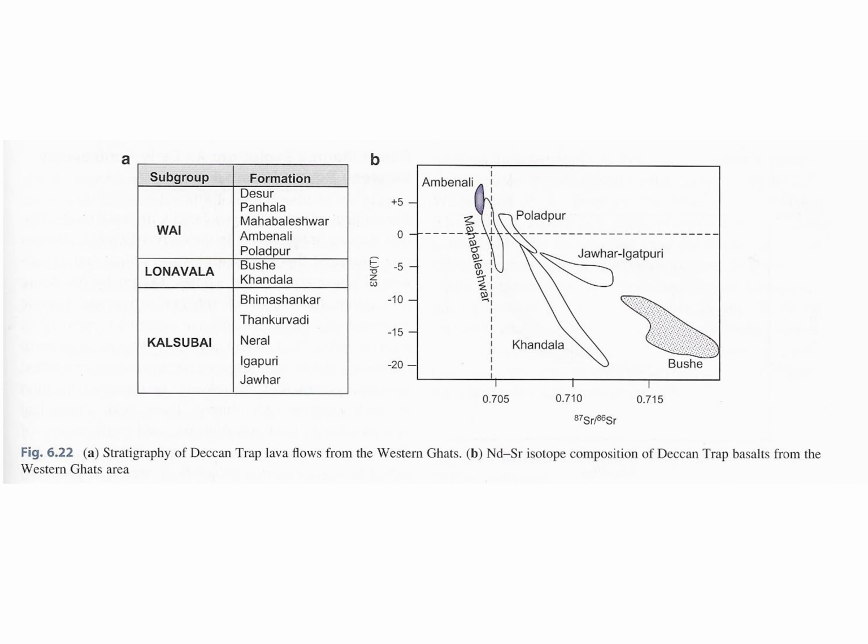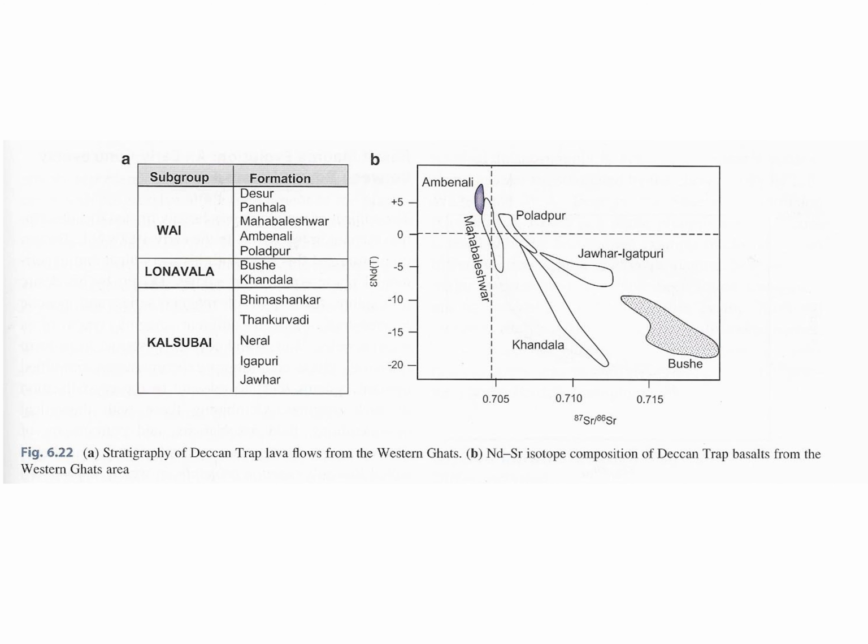So what do we have here? Here we have two diagrams. That is a stratigraphy of the Deccan Trap lavas, lava flows from the Western Ghats. The Deccan Trap is a continental flood basalt, and on the right hand we have a neodymium-strontium isotope composition diagram of Deccan Trap basalts from the Western Ghats area.